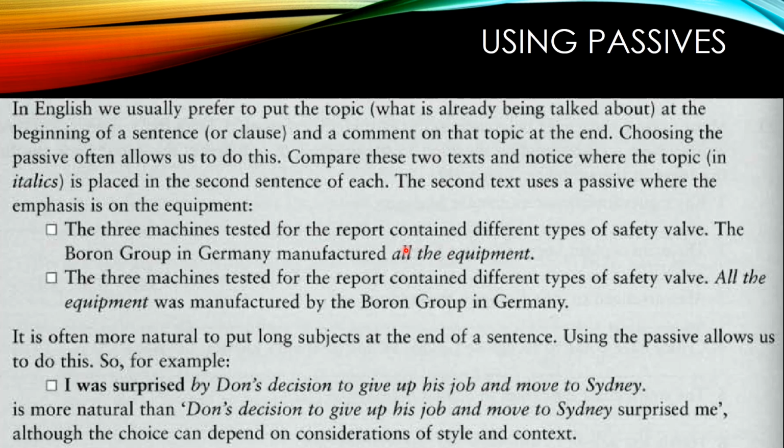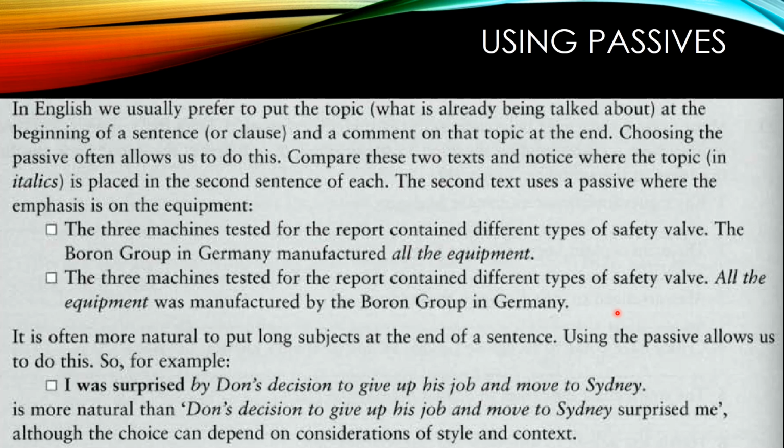But now, using the passive, we can put this topic, the equipment, at the beginning of the sentence. And that means that the emphasis will be on the equipment. Look here: All the equipment was manufactured by the Boron Group in Germany. So using the passive voice allowed us to put the necessary information at the beginning of this sentence. That is one of the most important key features of the passive voice.